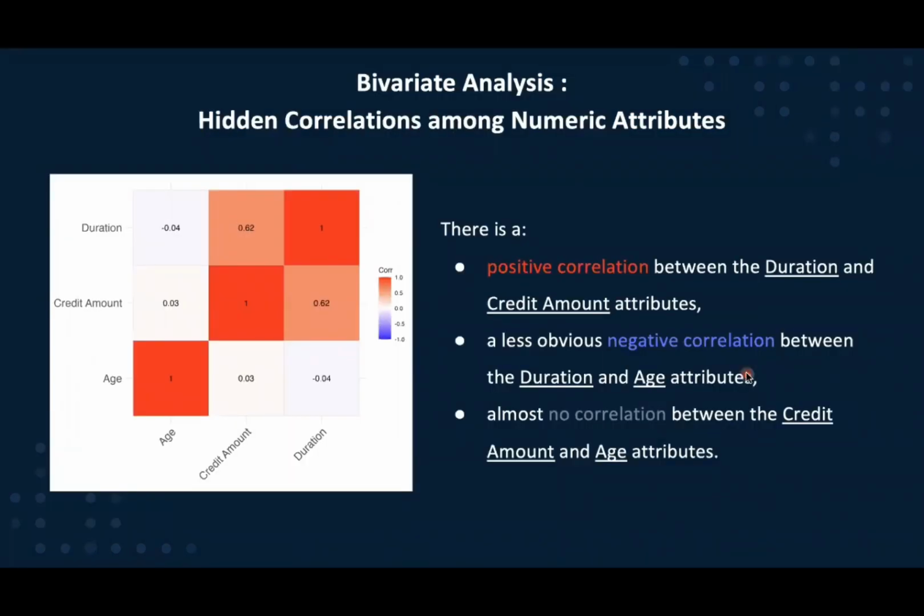So let's move on to the bivariate analysis. In this graph, we notice that there's a positive correlation between the duration and credit amount, in which the value is 0.62. And also, we notice that there's a negative value, about negative 0.04, which means a negative correlation between the duration and age.